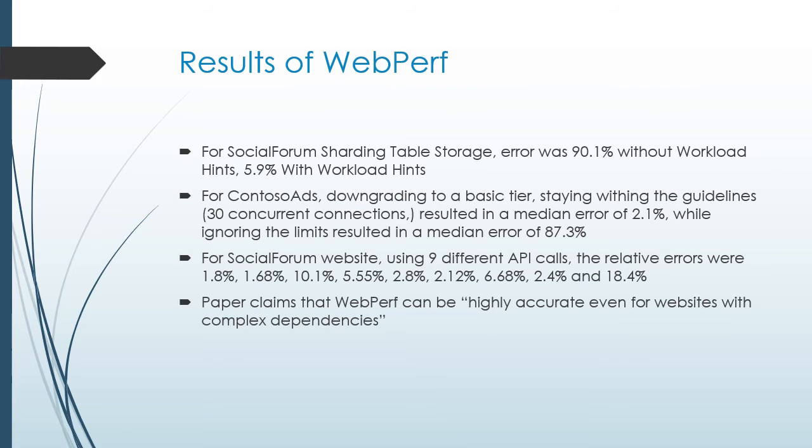When they went over, they used 50 concurrent connections. Their median error was 87.3%. Basically meaning that it's more predictable when they stay in the guidelines. Once they exceed the guidelines, it's less predictable what's going to happen, which obviously makes sense.